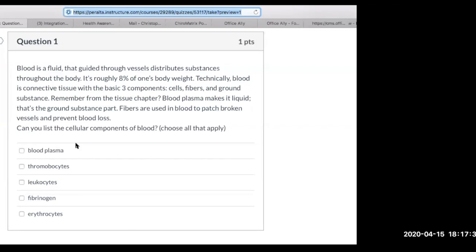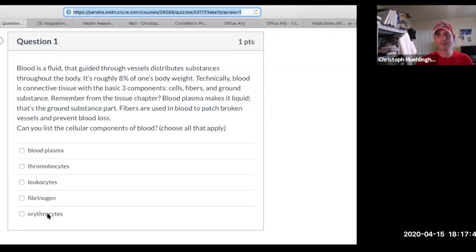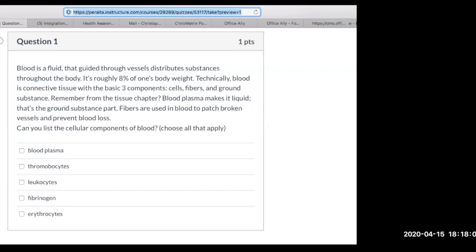Isn't it thrombocytes, leukocytes, and eosinophils? Erythrocytes. Good. Excellent. So, yes, it is. Thrombocytes will be platelets. That will help with patching broken blood vessels. We'll talk about that. And then leukocytes are white blood cells, and erythrocytes are red blood cells.